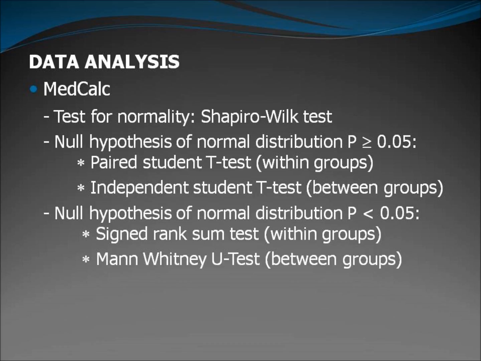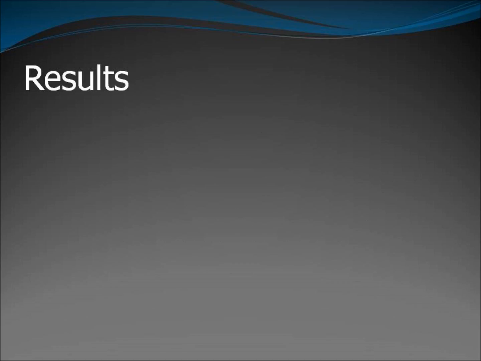In case the null hypothesis of normal distribution was rejected, p-value lower than 0.05, the signed rank sum test was applied to compare the oxygenation values within the groups, and the Mann-Whitney U test for the comparison of the oxygenation values between the groups. The results.